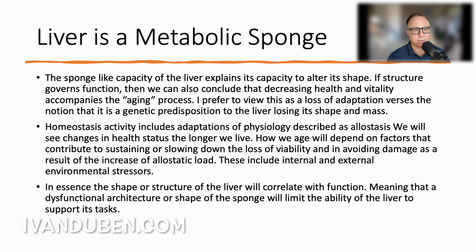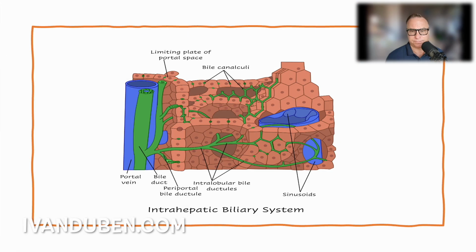In essence, the shape or structure of the liver will correlate with function, meaning that a dysfunctional architecture or shape of the sponge will limit the ability of the liver to support its tasks. Again, here we have an example of the sponge-like quality of the liver tissues.